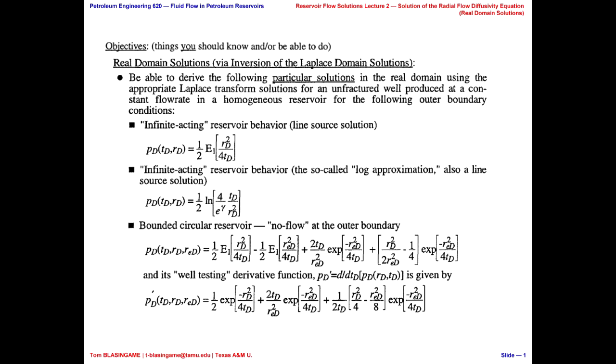Okay, everyone, this is a continuation of the lecture for the Laplace domain solution of the radial flow equation, and now we're going to solve it. We're going to invert it into the real domain. And what I was asking a moment ago is, when did the bounded circular reservoir solution first show up in the literature as something that basically resembles this?